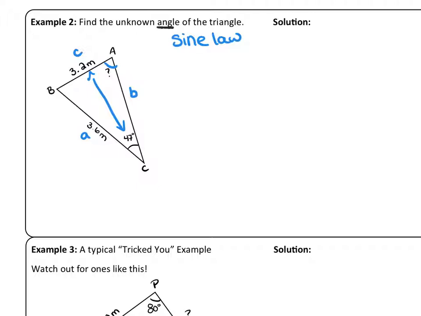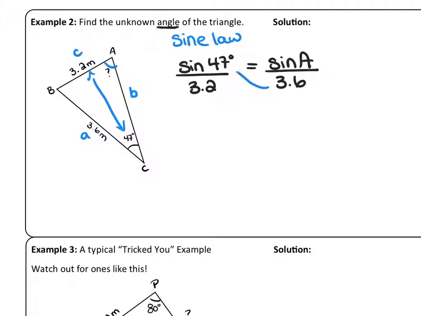But this time, because we're finding the angle, let's put the angles on the top. So in this case, I'm going to do sine 47, so that's the C, over 3.2 equals sine of A over 3.6. It's the length for that. Now again, the reason I put it on the top is because it makes it really easy. All you have to do is move this to the top and multiply.